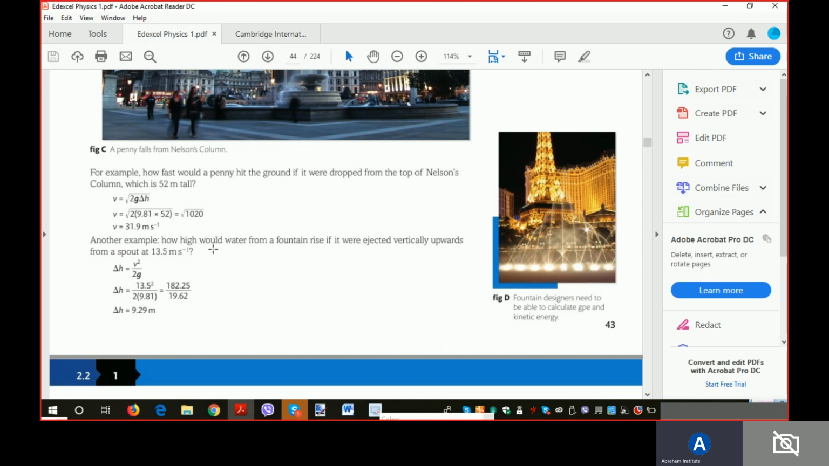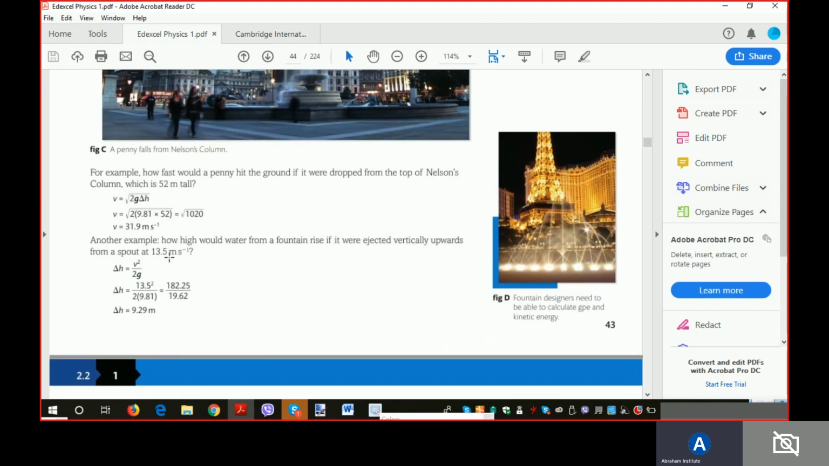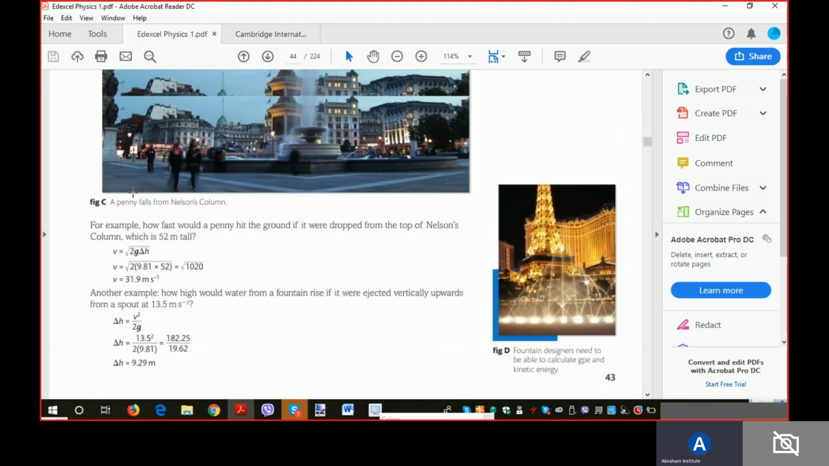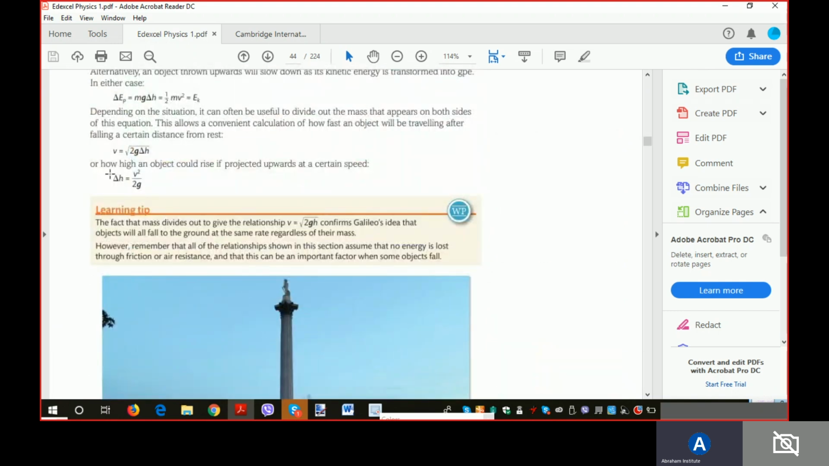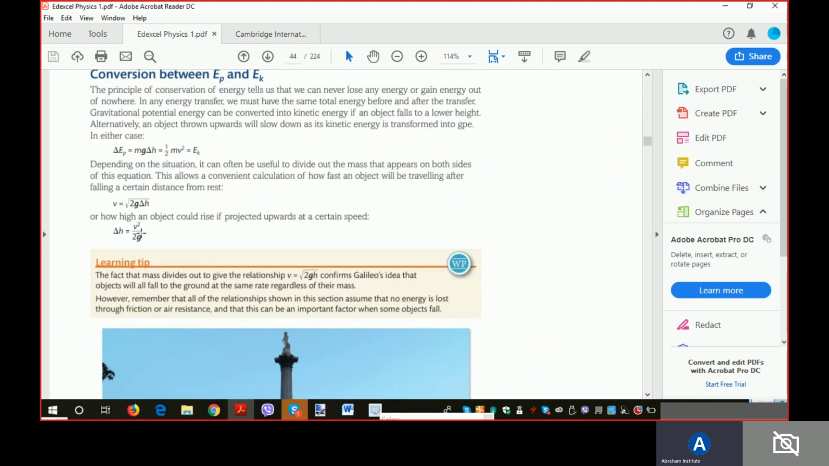Okay, next example: how high would water from a fountain rise if it were ejected vertically upwards from a spout at 13.5 meters per second? Okay, so they have given us the initial speed. We are supposed to find the height. Again, we can use this equation, but since we are supposed to find the height, we get both of these equations by equating these two. If you equate these two and make v the subject, you will get this. If you equate these two and make h the subject, you will get this.